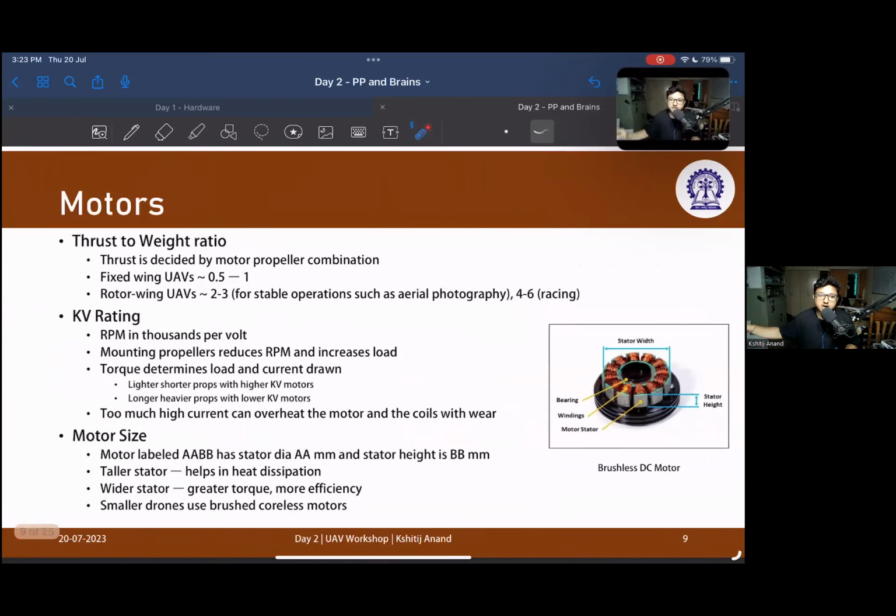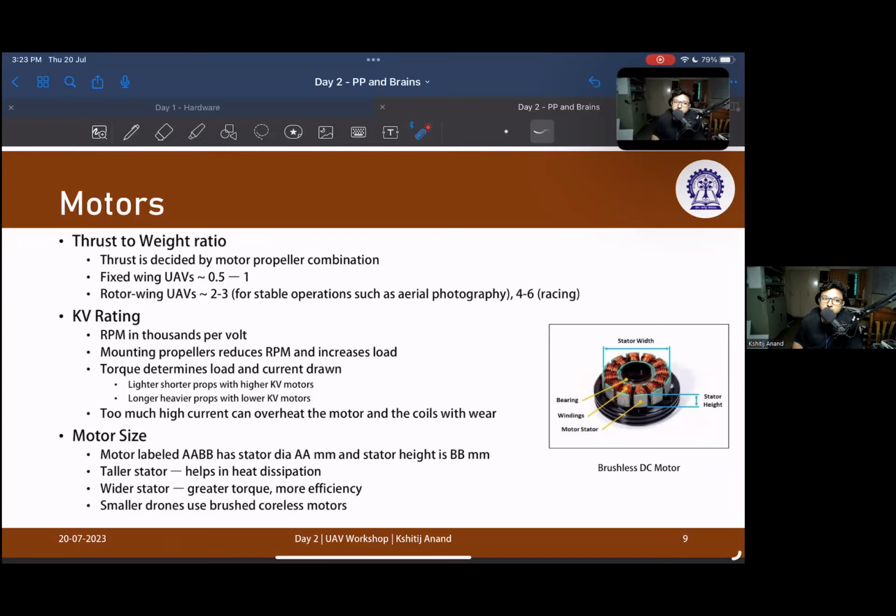Moving on, what is critical in determining what kind of motor you want? First of all, the most important thing to keep in mind is the thrust to weight ratio. For fixed wing UAVs, your thrust to weight ratio should be 0.5 to 1. So let's say you're going to lift 2 kilograms of mass into the air, then your thrust should be around 1 kilogram to 2 kilograms.